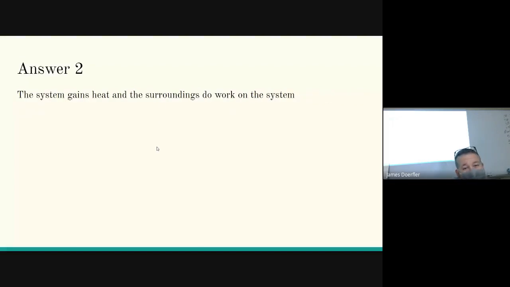The system must gain heat and the surroundings must do work on the system. Whenever the system gains heat and work is done on the system, you will always have an increase in internal energy. Now, if the system gains heat, but the system itself does work to the surroundings, you're not always guaranteed to have an increase in internal energy. So these are the parameters that would guarantee you an increase in internal energy.